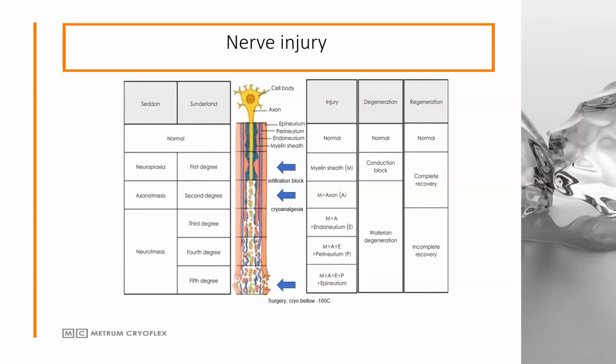For those cases, you have extension to the endoneurium for the third degree. In addition to that, for the fourth degree, the perineurium, and at the fifth degree, you have everything: the myelin sheath, the axon, and all other layers. What happens in those cases, as in cryo, is there is a Wallerian degeneration, but unfortunately, you have incomplete recovery, unlike cryoanalgesia.